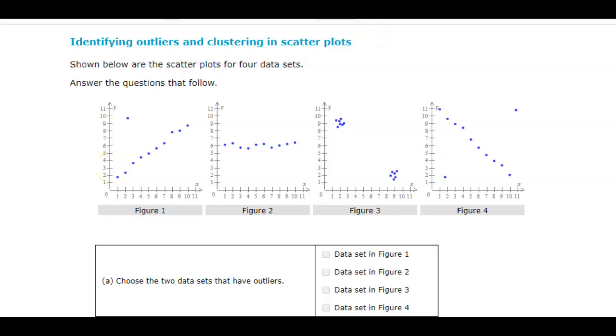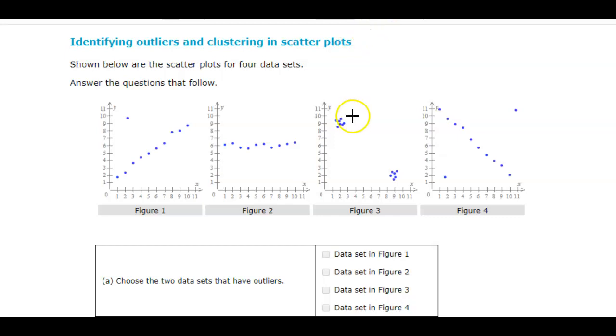Okay, so let's go ahead and look at number 2. And in problem number 2, I don't see anything over here, anything over here, here. I don't see any outliers. I just see all of the data is kind of going along this horizontal line. Okay, so I don't see any outliers and I don't see any clusters in that example either. So let's go ahead and go over to figure number 3.